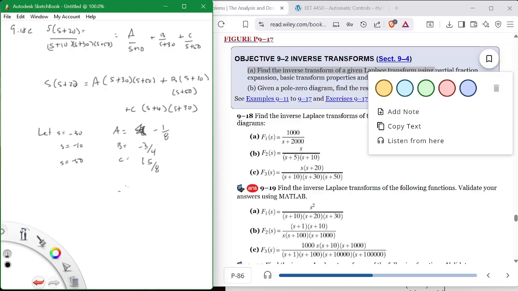Excuse me, it's minus e to the minus 10t/8 plus e to the minus, excuse me, minus e to the minus 30t over minus, times 3/4, and then plus 15/8 e to the minus 50t. Is that about it? Everybody agree with that? Good. That's it.